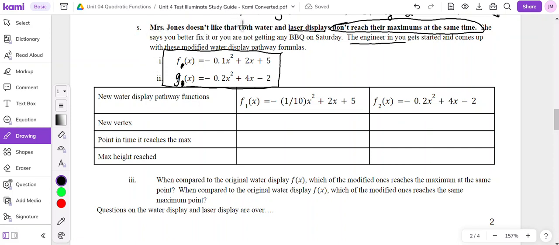Mrs. Jones doesn't like that both water and laser displays don't reach their maximum at the same time. She says you better fix it or you are not getting any barbecue on Saturday. So the engineer in you gets started and comes up with these modified water display pathway formulas. So what we need to do now is graph them. Notice that I changed this to just regular F and that one to G.